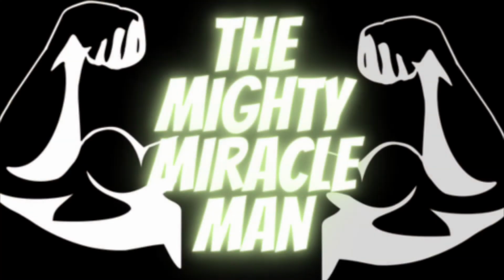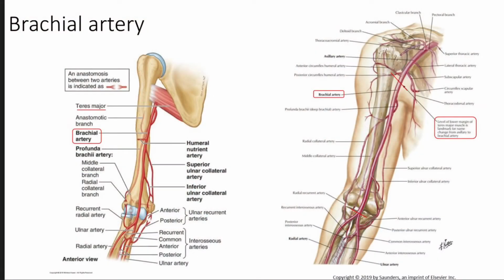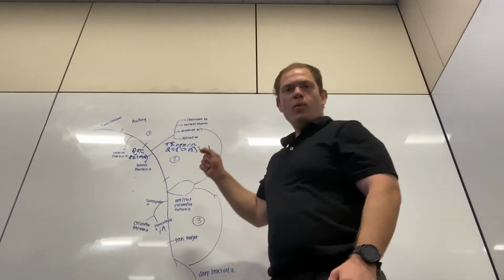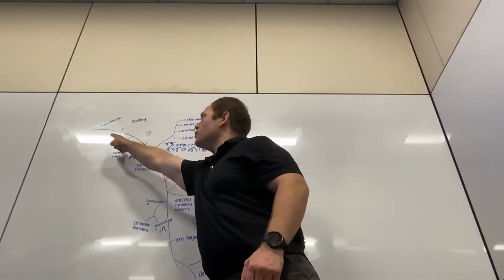Let's review the axillary artery and its branches, shall we? So I'm showing you guys this diagram so that you can see it in the actual arm. But coming up, I'll go through all the arteries on the whiteboard. We'll start out with the subclavian artery.